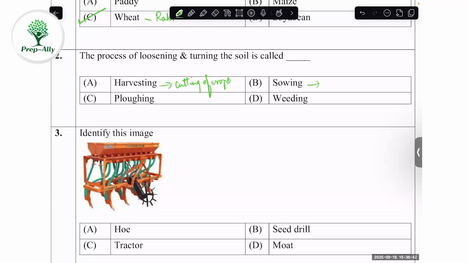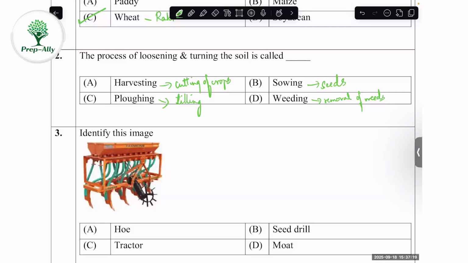Sowing means sowing of seeds, like seeding. Weeding means removal of weeds, which are unwanted plants that have to be removed. That removal process is called weeding. Ploughing is otherwise called tilling. This is a process where the soil is turned and loosened.